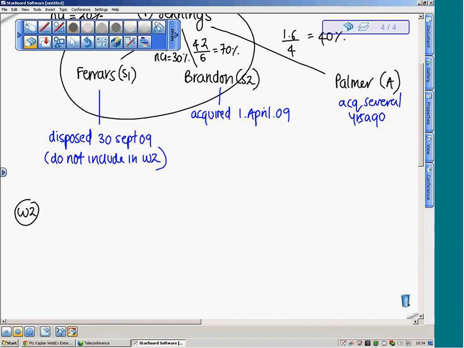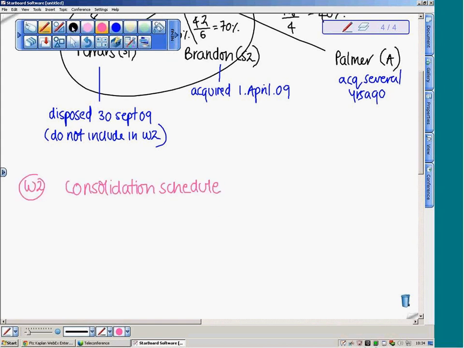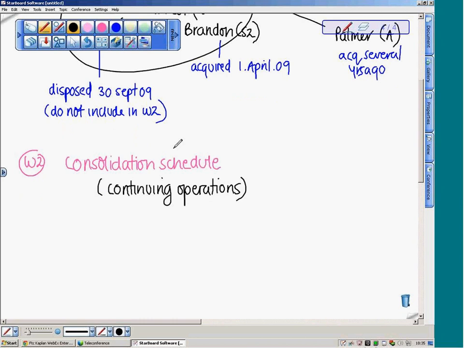Okay, and let's be consistent. Let's write that out. Working 2, consolidation schedule. And I remind myself that working 2, consolidation schedule, should be for my continuing operations. Okay. Those subsidiaries that do remain at the year end.